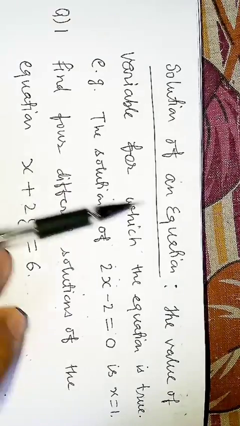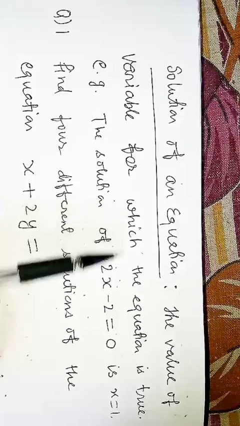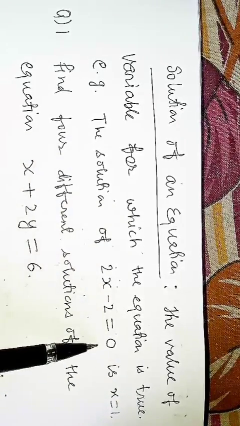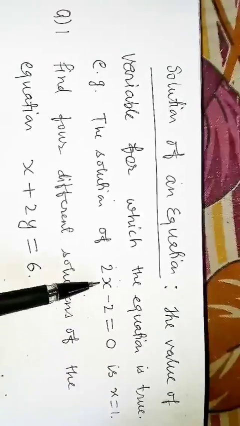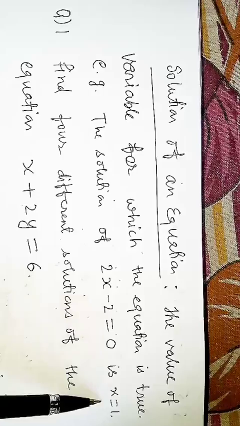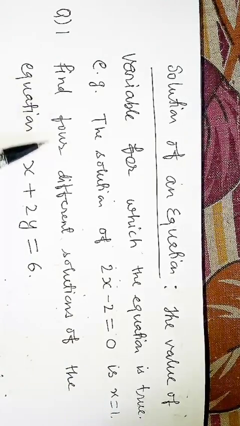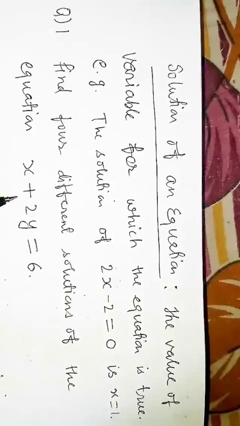Now, solution of an equation. We know that it is the value of variable for which the equation is true. For example, the solution of 2x minus 2 is equal to 0 is x is equal to 1, because for x is equal to 1, this is true. Now, one question is, find 4 different solutions of the equation x plus 2y is equal to 6.